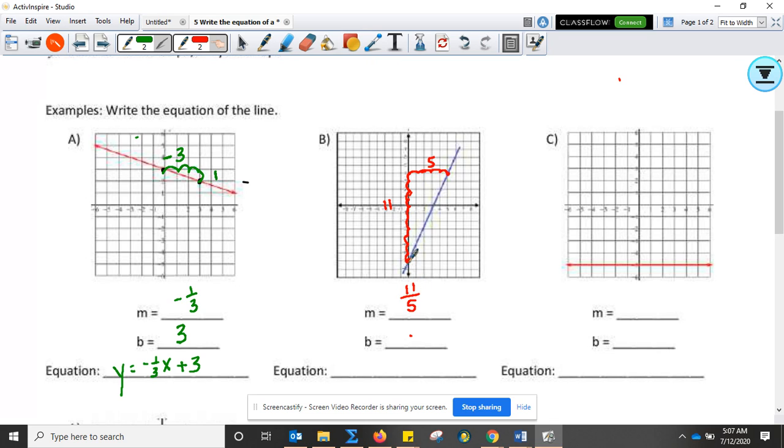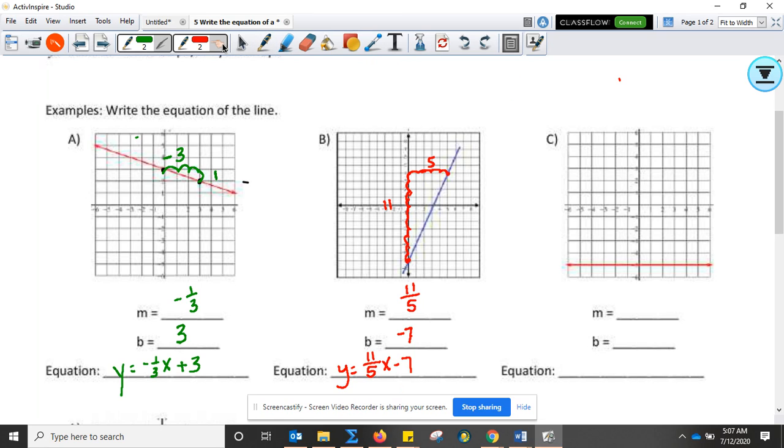My y-intercept is 1, 2, 3, 4, 5, 6, 7, -7. So your equation would be y equals 11/5 x minus 7. And that's your slope-intercept form.